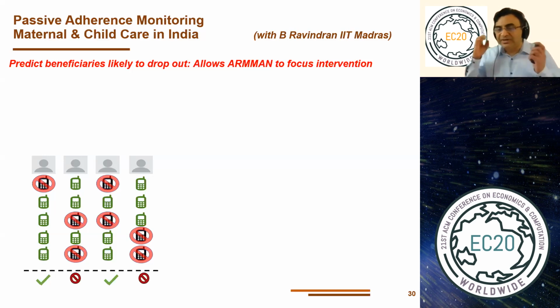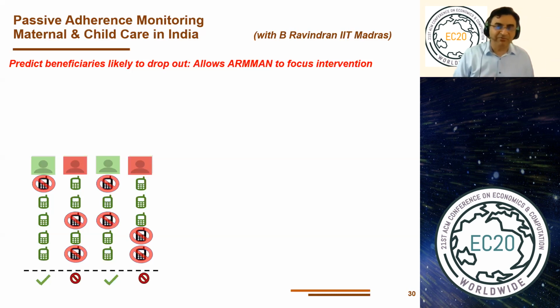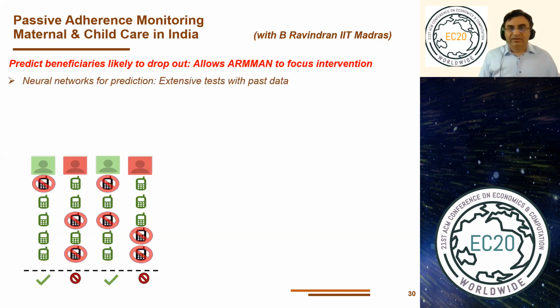If we could have informed ARMMAN ahead of time, just by looking at the listenership pattern in the first few weeks, that mom number 2 and 4 are at high risk of drop-off, then that would allow their health workers to focus on trying to retain these moms in the program or give them other counseling. We've built a neural network system for making these predictions. It worked extremely well with past data. And now the question was, can we do a pilot test?